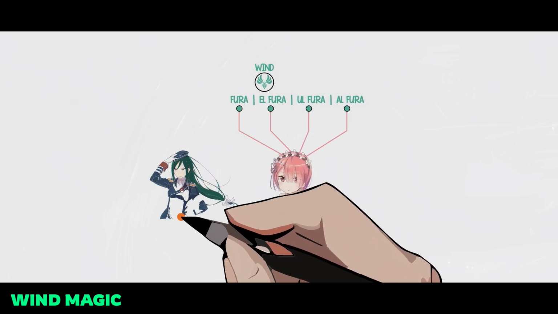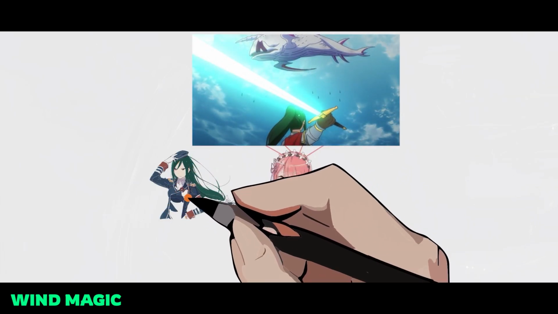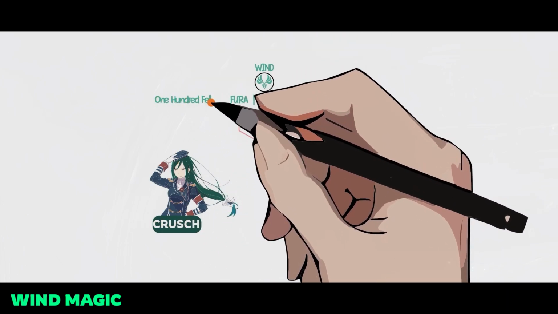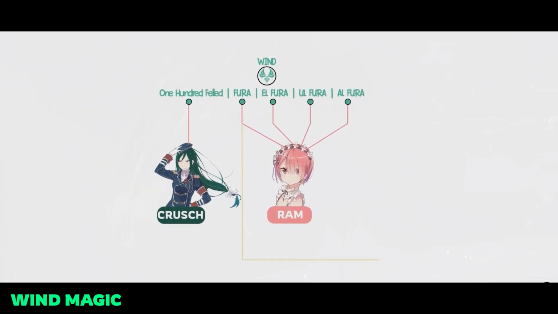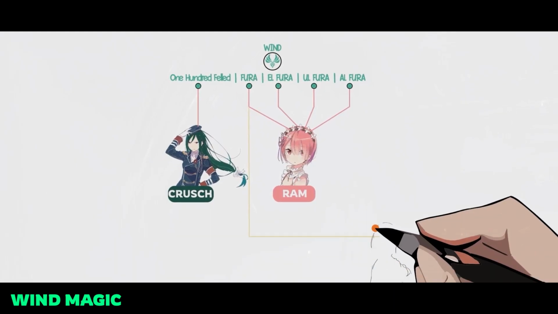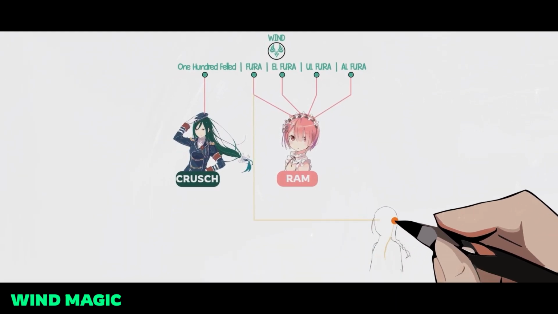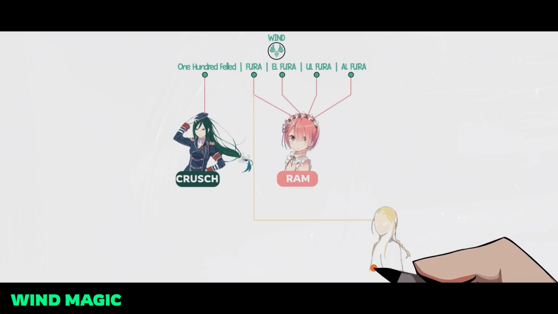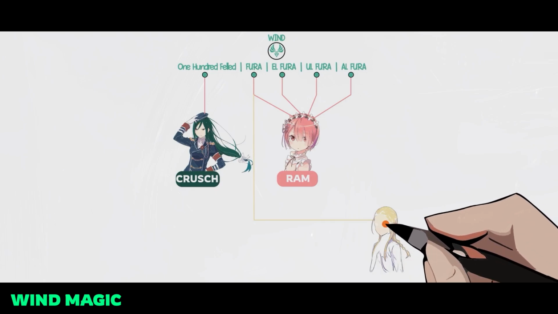Crush, on the other hand, can use a specialized spell unique to her. She can unleash a sword strike that cuts anything within her range of vision with an invisible blade. Another character who can use the Fura spell is Archie, an elf from the elf village, who is destined to be the next guardian of Hellier Forest. Wind magic has relatively few users.